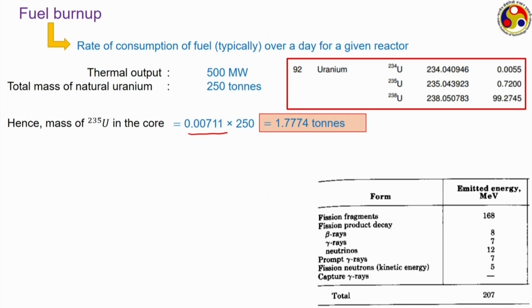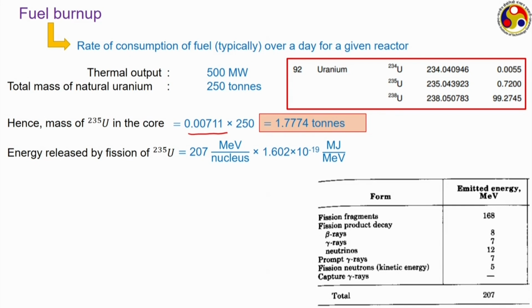So, the total amount of energy that we are getting because of the fission reaction can be this 207 MeV for a single nucleus, multiplied by 1.602 into 10 to the minus 19, where we are converting this energy to megajoule, and then 6.0221 into 10 to the 26, that is the Avogadro number, which converts this from a single nucleus to 1 kilomole. The product of these three numbers gives you the amount of energy released by 1 kilomole of U235, and the unit of that is megajoule.